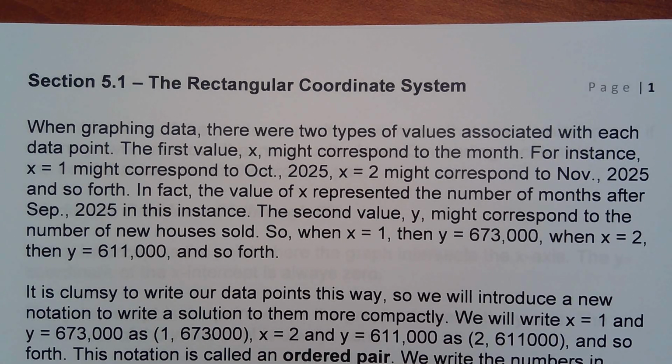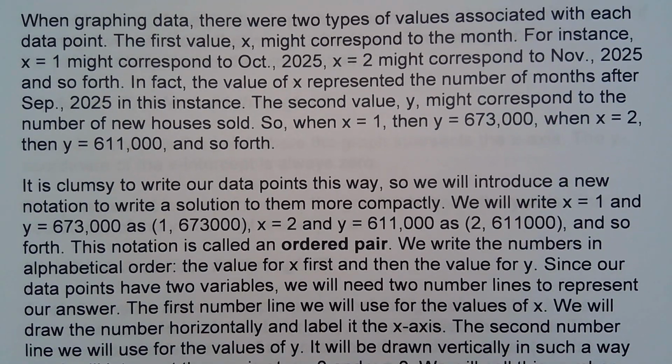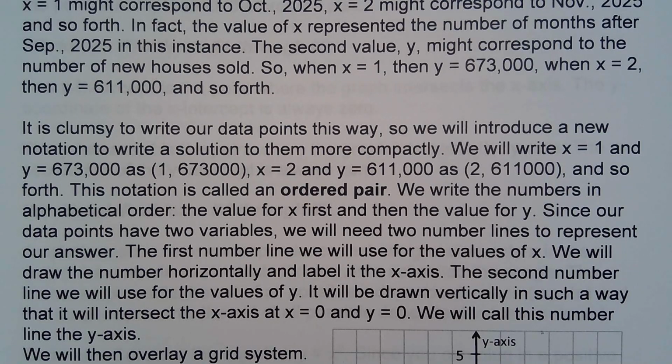When x equals 2, y then may be 611,000, and so forth. It is clumsy to write our data points this way, so we'll introduce a new notation to write a solution to them more compactly. We will write x equals 1 and y equals 673,000 as 1 comma 673,000. x equals 2, y equals 611,000 as 2 comma 611,000, and so forth. This notation is called an ordered pair. We write the numbers in alphabetical order, the value for x first, then the value for y.